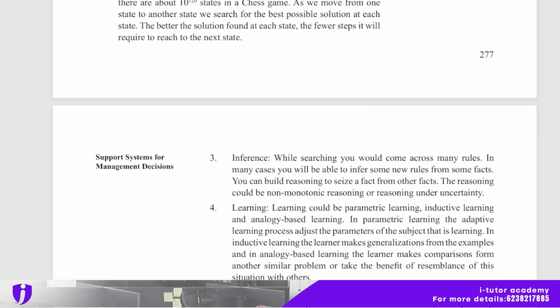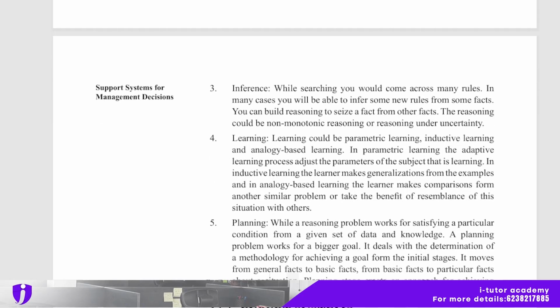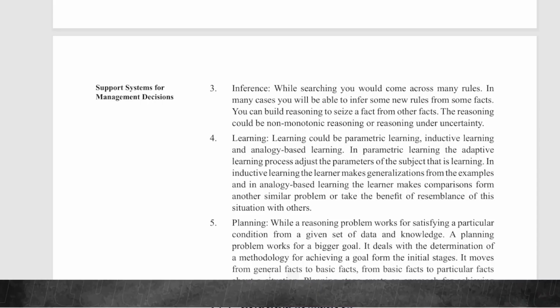Learning could be parametric learning, inductive learning, and analogy based learning. In parametric learning, the adaptive learning process adjusts the parameters of the subject that is learning. Planning is there. Planning, while a reasoning problem, works for satisfying a particular condition from a given set of data and knowledge. A planning problem works for a bigger goal, and it deals with the determination of a methodology for achieving a goal from the initial stages.